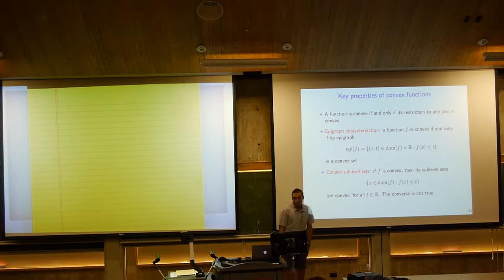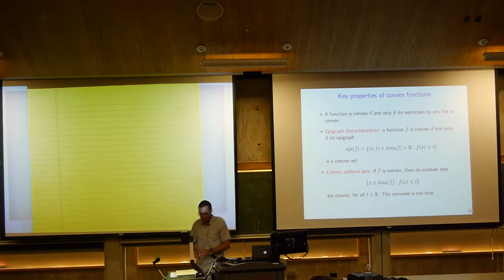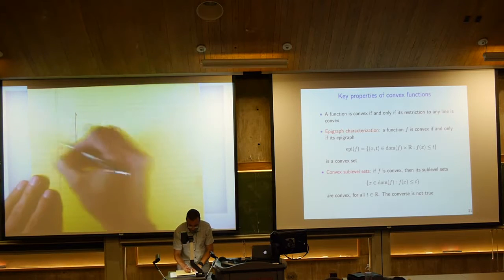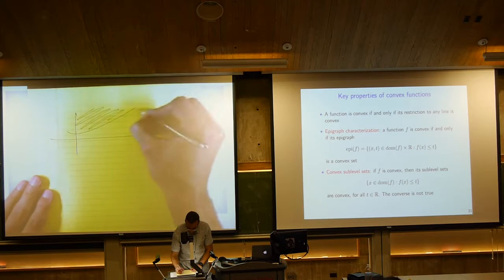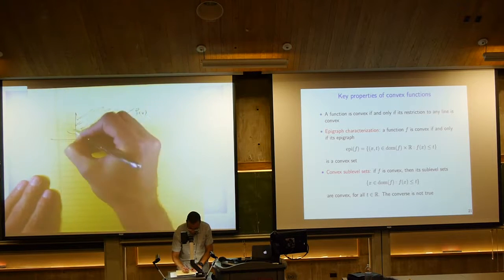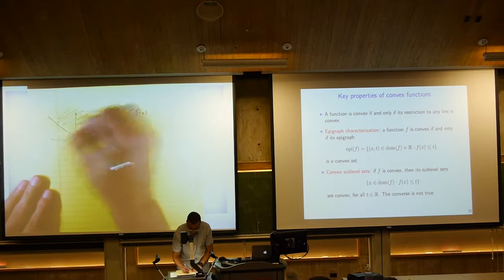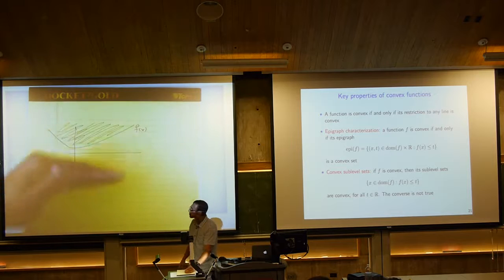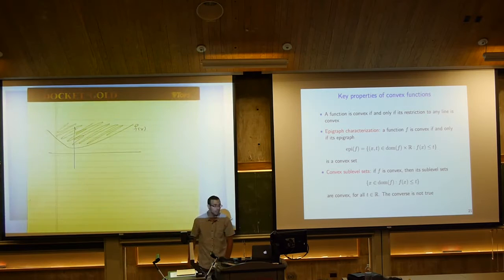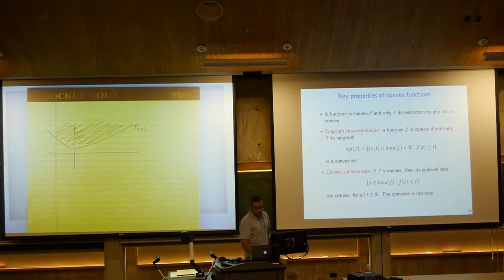And the epigraph, just to remind you what it looks like, is the set you get by taking the graph of the function and everything above. So if this is my function f of x, the epigraph is basically everything that lies on the graph and above. And this is not a necessary and sufficient condition for a convex function, but it is a necessary condition.